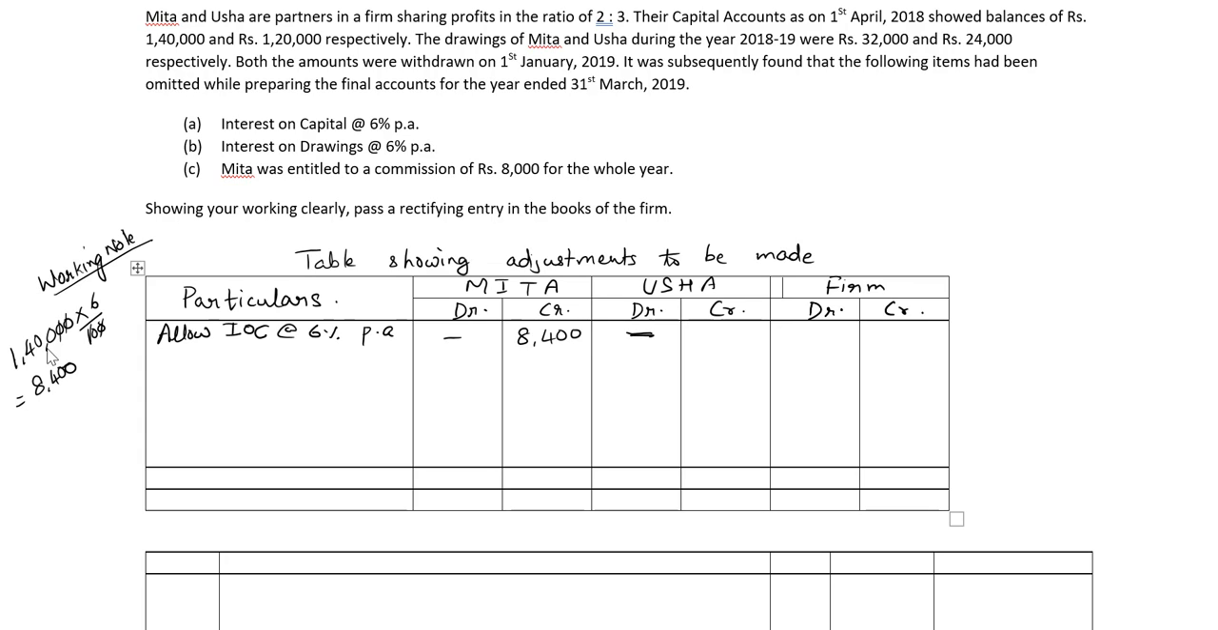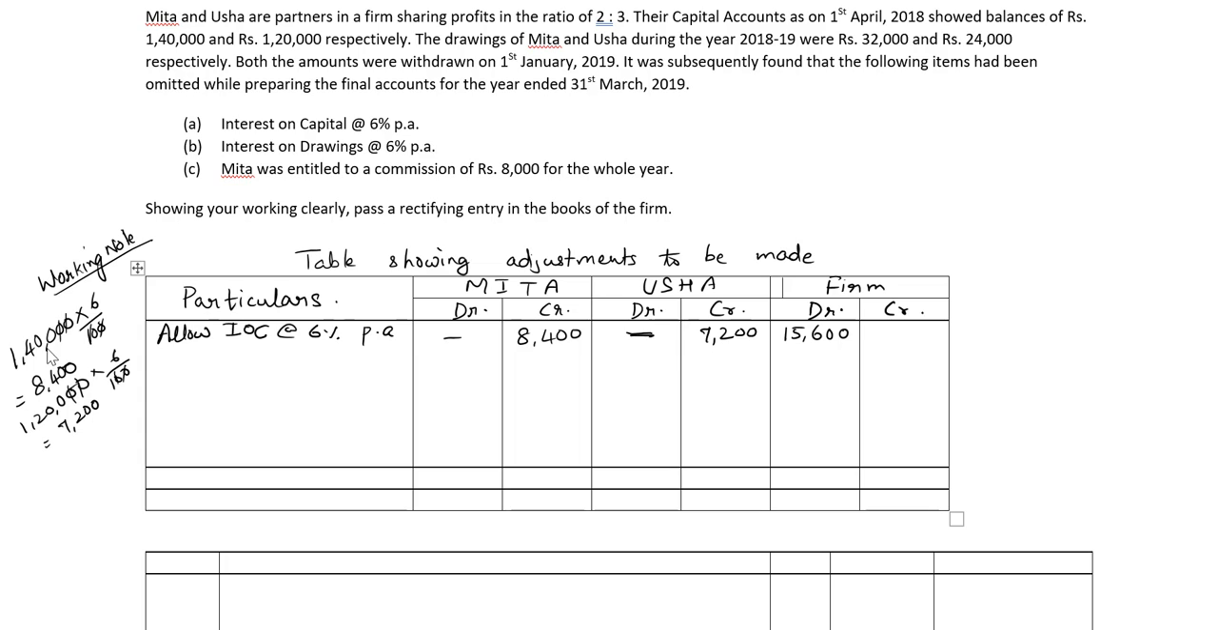Usha's IOC: 1,20,000 into 6 divided by 100, which is equal to rupees 7,200. So Usha is credited with 7,200. The total 8,400 plus 7,200 is 15,600, which has to be put in the debit of the firm.